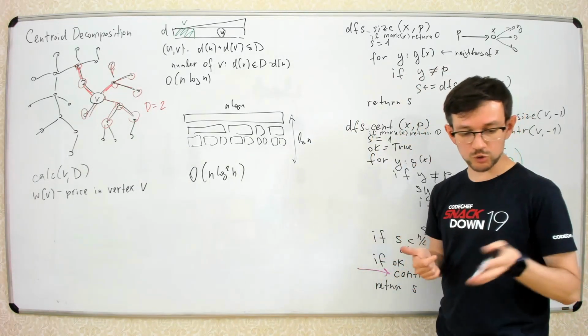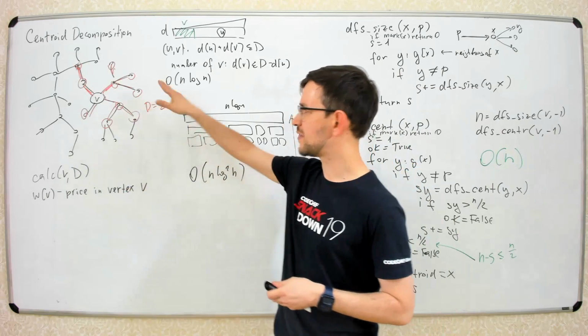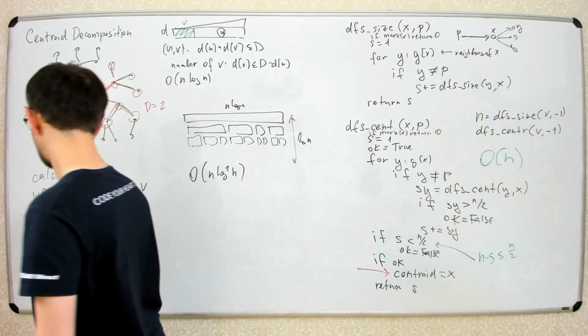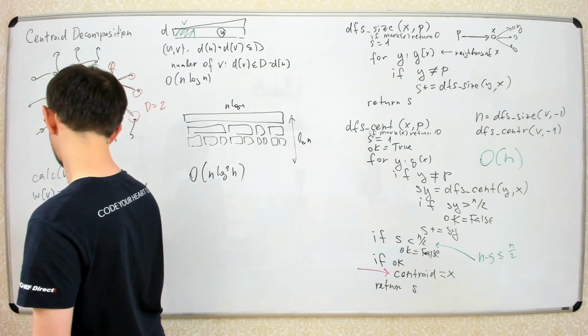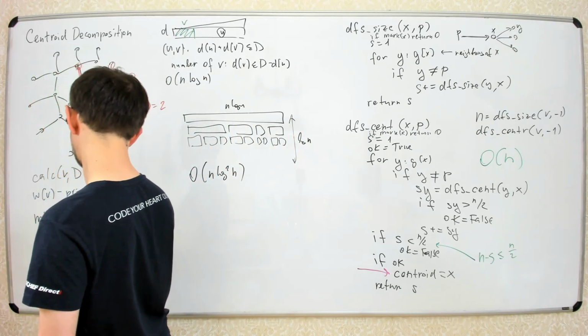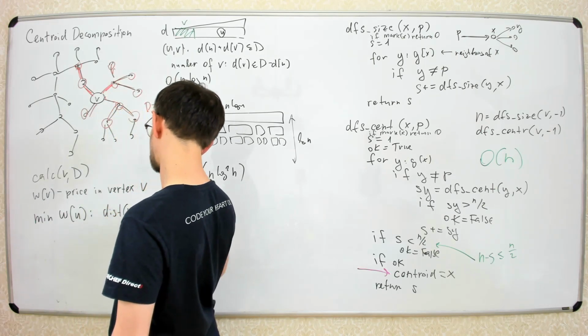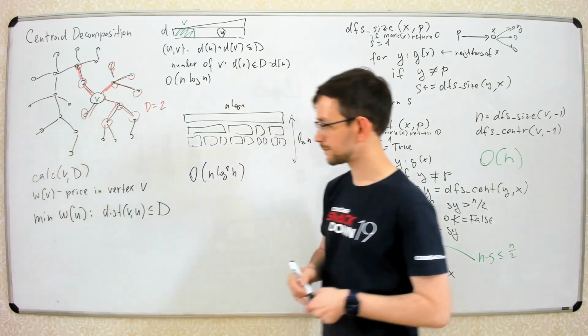Again, what we want to do in this problem is find the minimal price in a node U such that the distance from V to U is no more than D. That's all.